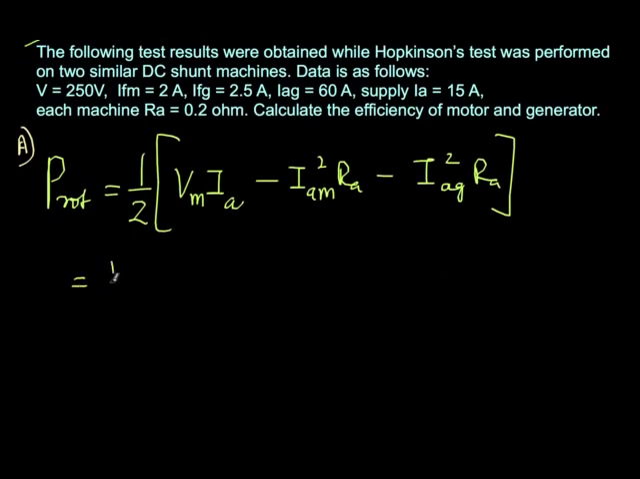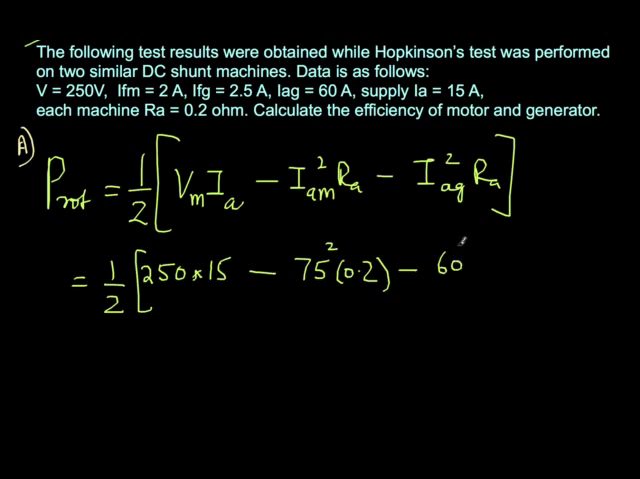So let's do this. So half. Now VM is 250 volts and IA is 15 amperes as per the data that is given here. Minus IAM. So the motor's current we just calculated will be 75 amperes multiplied by 0.2. Again minus IAG will be 60 amperes given in the question, and again multiplied by 0.2. So this is the calculation we need to do.